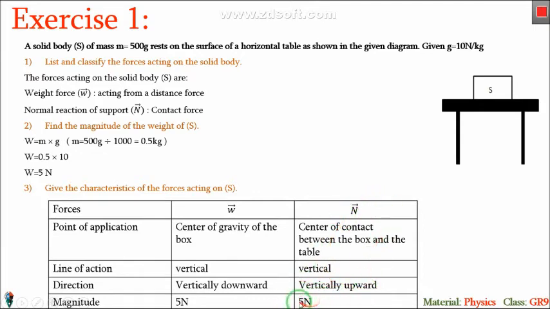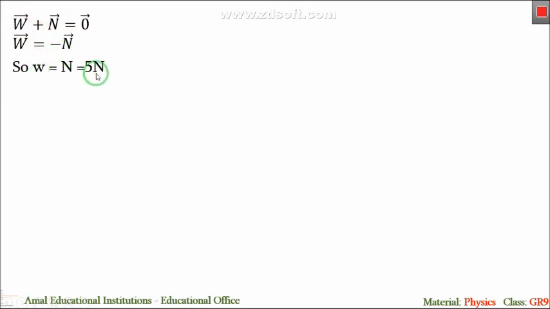Now we are going to talk about how to calculate the magnitude of the normal force. Before we calculate it, we must note that when I tell you in the given that the box rests on the surface of a horizontal table, this means that this body is at equilibrium. When this body is at equilibrium, we can write the condition of equilibrium applied by two forces, which is the weight vector plus the normal vector is equal to 0 vector. Which means that the weight vector is equal to minus the normal vector. As a magnitude, the weight force is equal to the normal force is equal to 5 Newton.